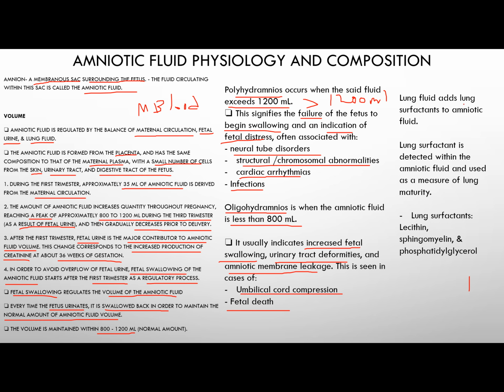Now, lung fluid adds what we call lung surfactants to amniotic fluid. What are these lung surfactants? Later I will explain that. So, lung surfactant is detected within the amniotic fluid and is used as a measure of lung maturity. So, lung surfactant is basically what doctors would use to identify if the lungs of the baby or the fetus are mature, thus allowing a normal delivery. So what are the lung surfactants? There are three here: lecithin, sphingomyelin, and phosphatidyl glycerol.